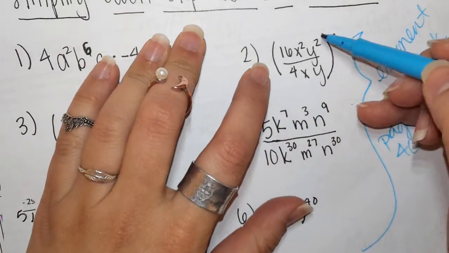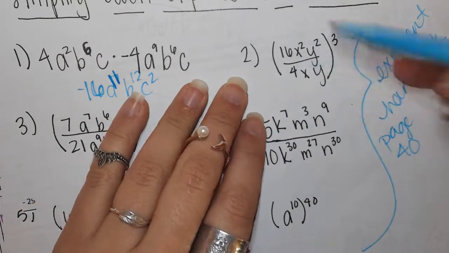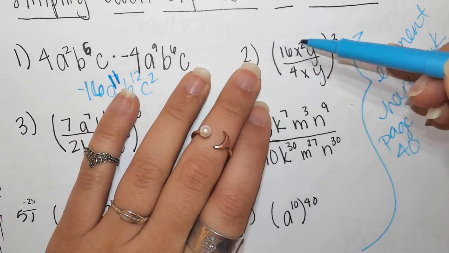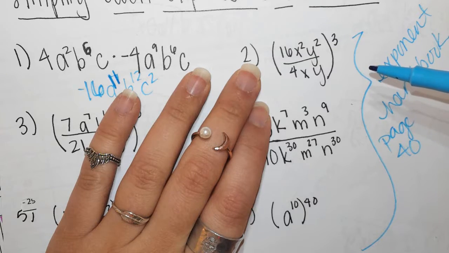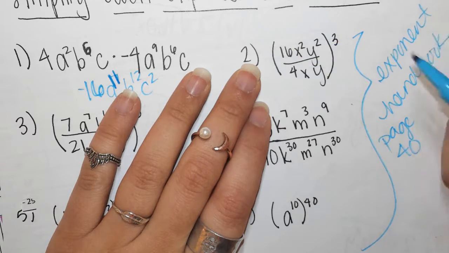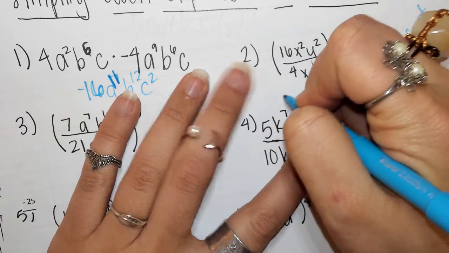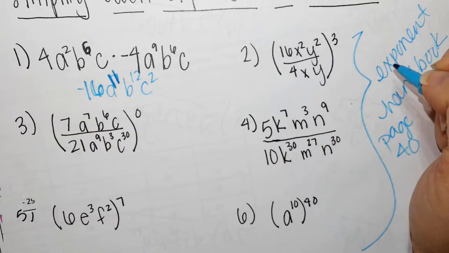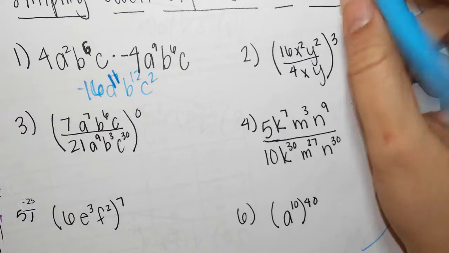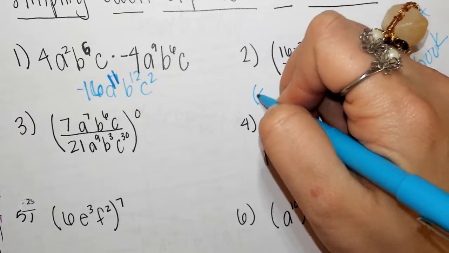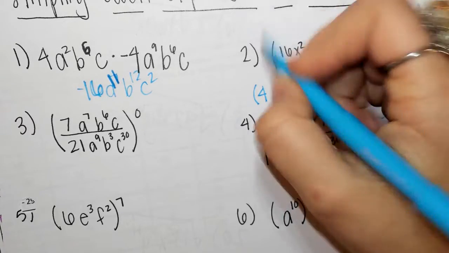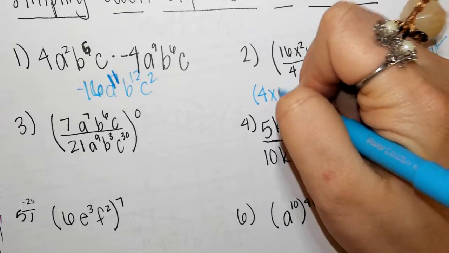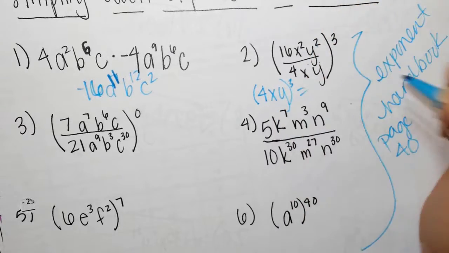Alright, so first thing we're going to do is do what's inside the parentheses. So we're going to do 16 divided by 4 and get what? 4. And then 2 minus 1 is 1. And then we're going to cube everything.